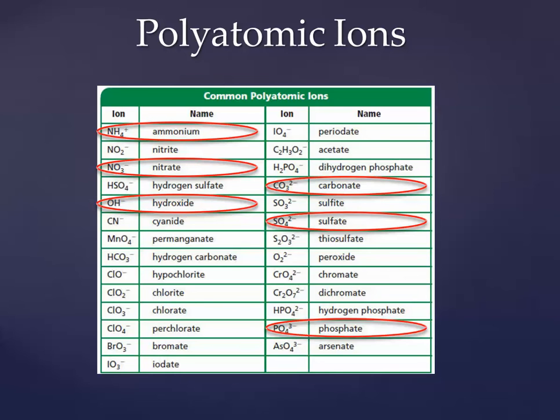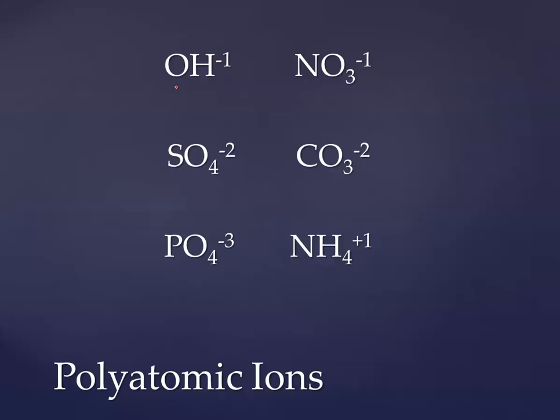So I'll have a different list so you can write them down. So you're going to be in charge of OH -1. This is hydroxide. You're going to be in charge of knowing this guy here, which is nitrate, NO3, which has a -1 charge. SO4, sulfate, has a -2 charge. CO3 has a -2 charge. So this guy is sulfate. This guy is carbonate. This guy is phosphate. So PO4 with a -3 charge.